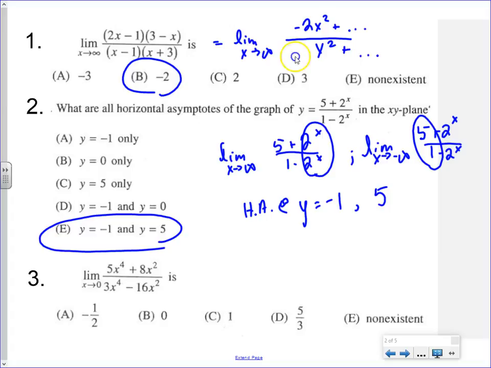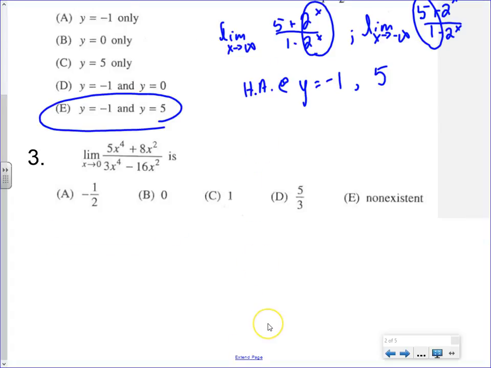Number 3. Oh, hey, we're not going to infinity anymore. What are we going to? 0. Okay, whenever we take a limit as you approach a constant, we're getting closer and closer. What do we always try to do mathematically? Plug it in, plug it in. What do we get? Keep going.